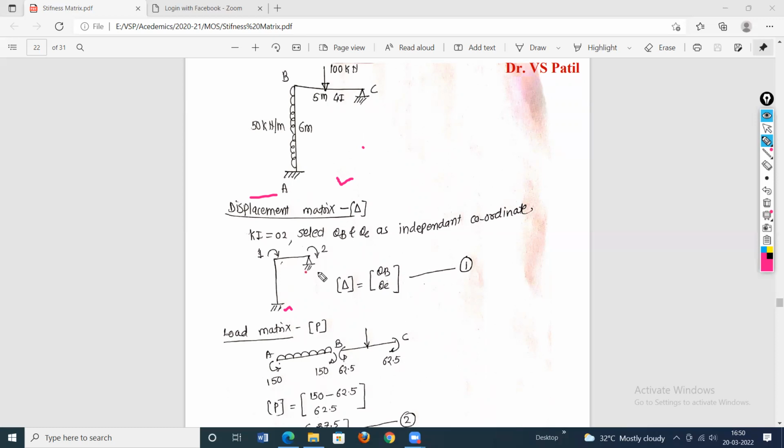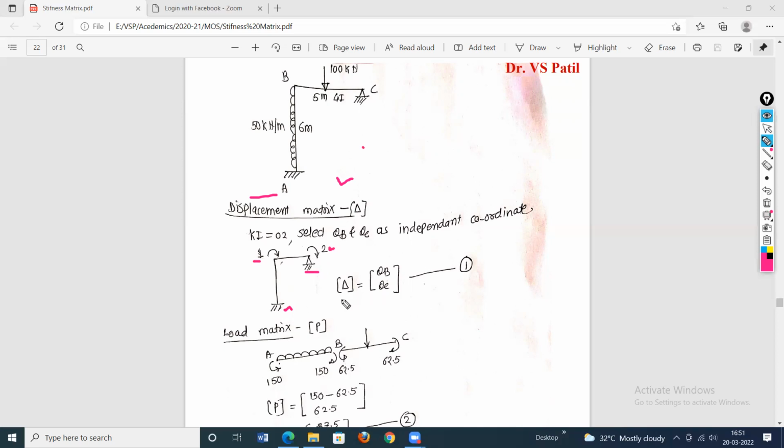And C support is a hinge support. At the hinge support, only one displacement is possible, that is a rotational displacement. So therefore, in the structure, there are two unknown displacements, both rotational. First is at B, theta B, which is number 1, and second at C, theta C, which is number 2. Then assign the coordinates. We'll call this unknown displacement 1 and this unknown displacement 2.